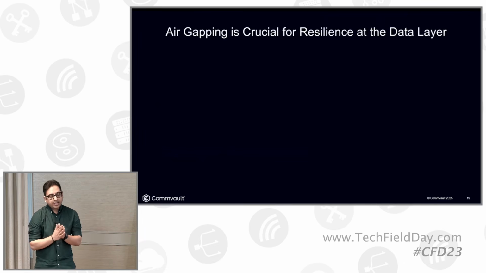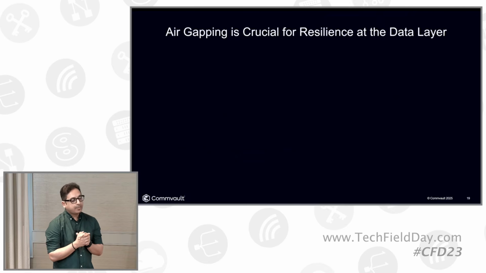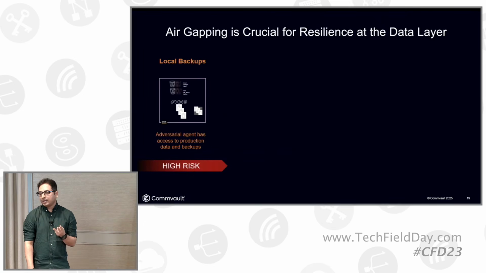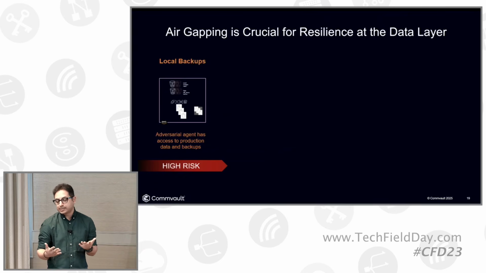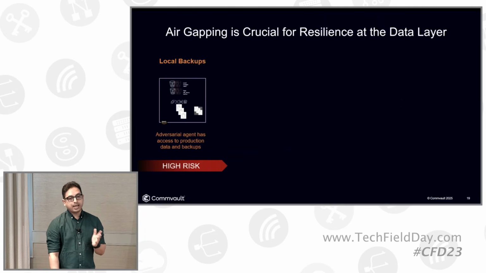I briefly mentioned air gapping, but let's do a deep dive and understand why air gapping is crucial for data resilience. If you think about backups, there are three types of backups. One is your local backups. These are stored within your account, within the region that your primary data is. These pose the highest amount of risk. You can maybe recover from operational errors, but if an AWS region goes down or your account gets compromised, there's no way to get the data back.